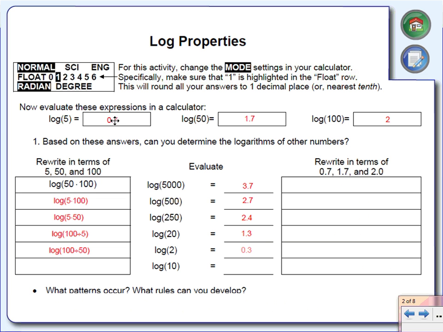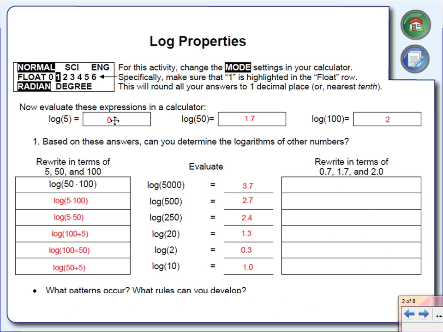0.3. And then the last one there, log of 10. What two numbers can I divide to get log of 10? What's that? 50 and 5. Therefore, the log of 10 is equivalent to log of 50 divided by 5. And the log of 10 is 1, or 1.0.